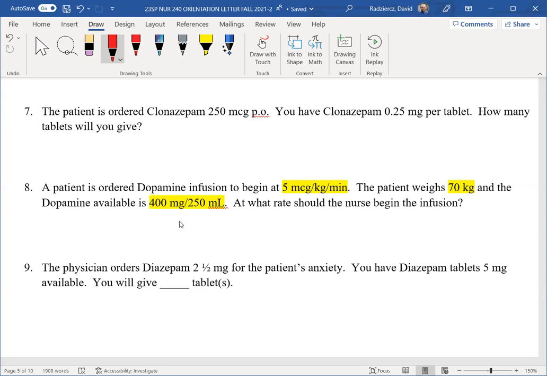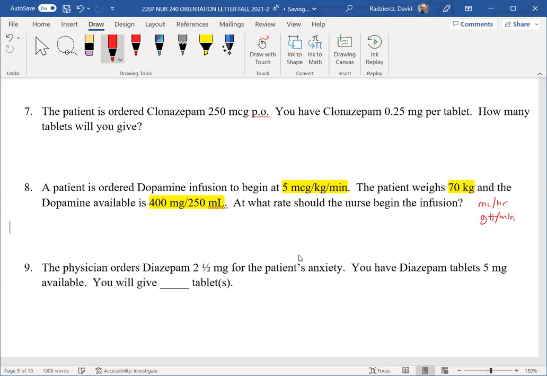All right. So 5 micrograms per kilogram per minute is what's been ordered. You have a patient that weighs 70 kilograms, and then you have available 400 milligrams per 250 ml. So basically what we're going to do is convert micrograms to milligrams, minutes to hours in order to get our infusion rate. Now you should know at this point that when they say infusion, they mean one of two things: milliliters per hour, or they mean drops per minute.